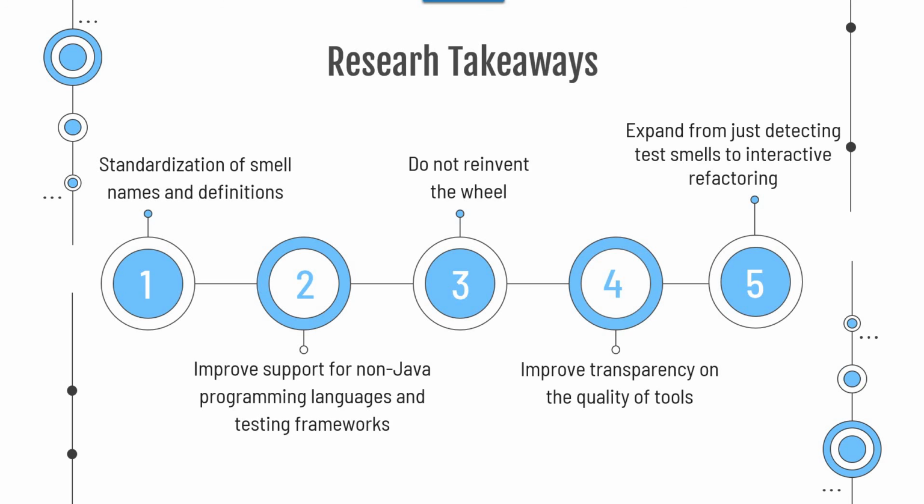The fourth takeaway is improving the transparency on the quality of the tools. As reported in RQ2, only a few tools report on the correctness of the tools. Further clarification around bias mitigation is not completely addressed for the tools that do not report correctness scores. The last point is expanding from just detecting test smells to interactive refactoring. Granted that the primary purpose of these tools is to detect test smells, developers would highly benefit from suggested refactoring templates for each smell type.